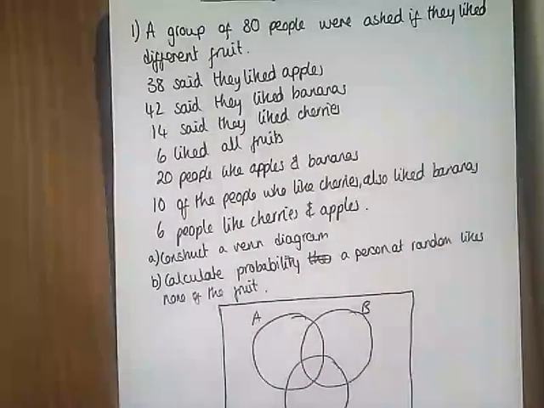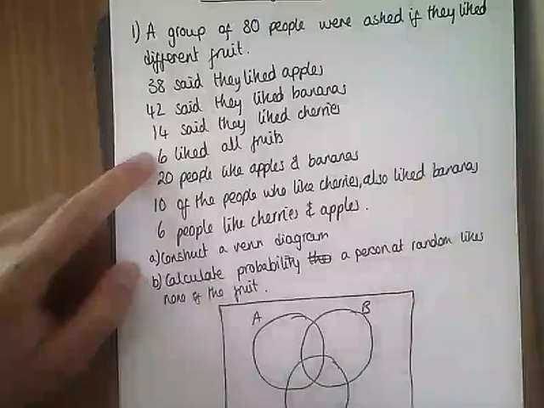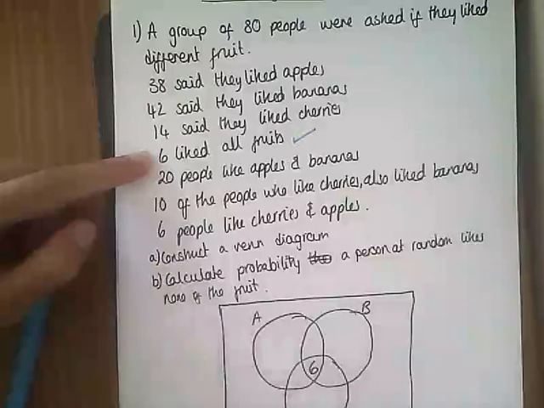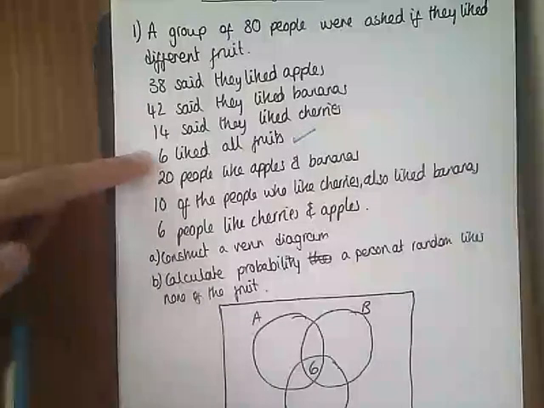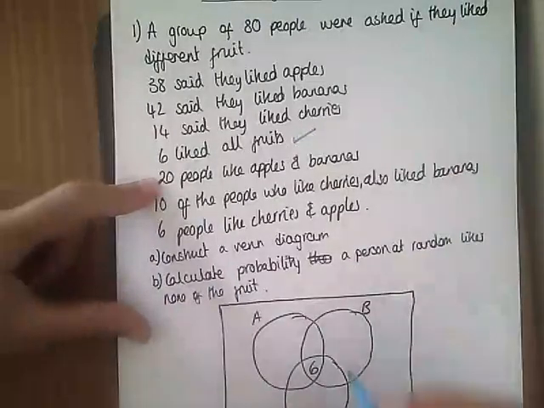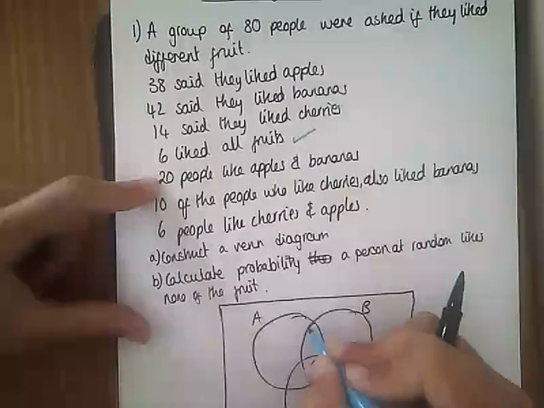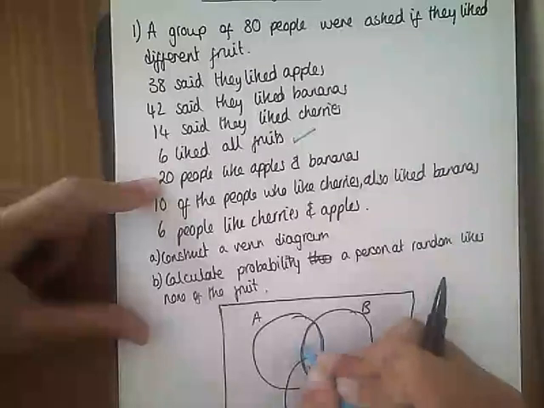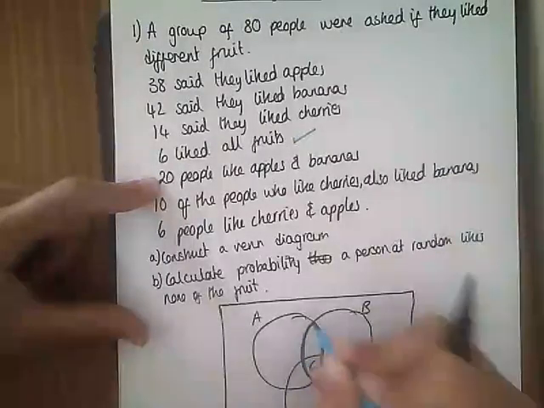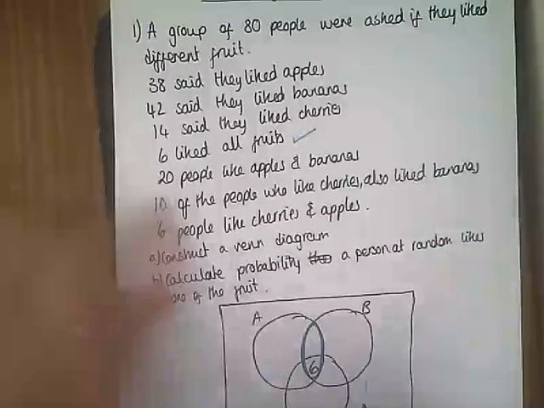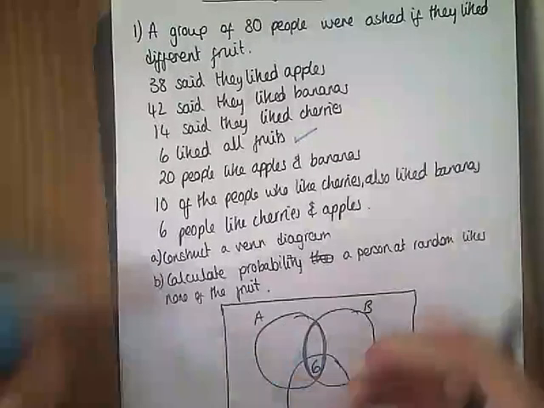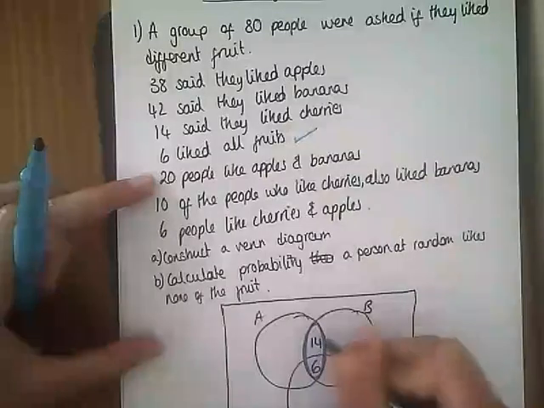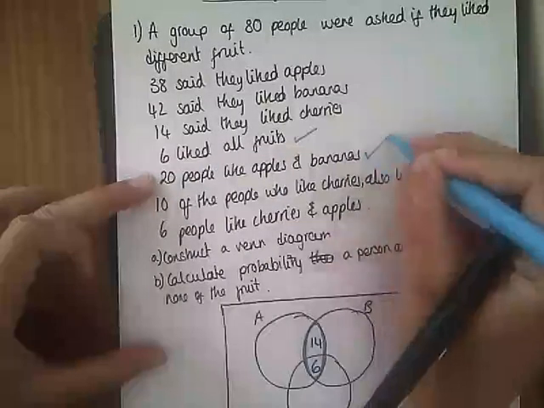6 people liked all fruits. Now that's going to go in the middle because it's all of them. So that is our 6 that goes there. 20 people liked apples and bananas. So what that means is, in this overlapping bit of apples and bananas, so in this blue bit here, that has to add to 20. So if 6 people like all 3, that means 14 must like just apples and bananas. Okay, so that goes there.